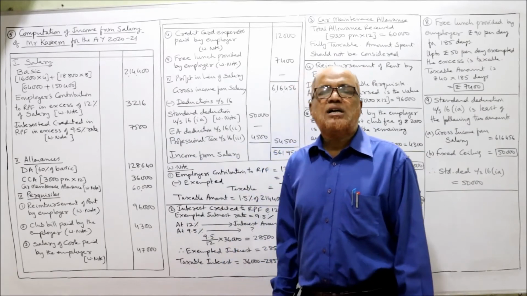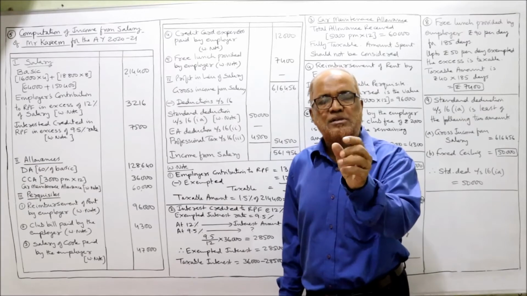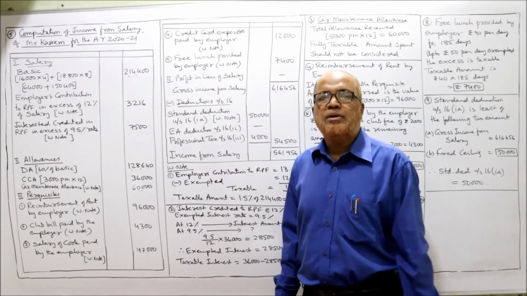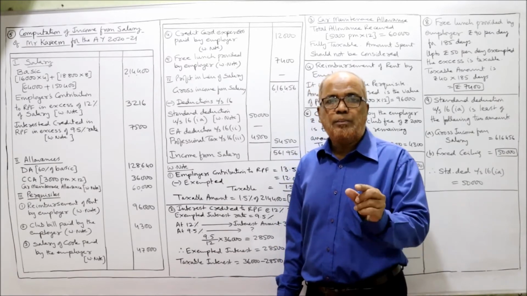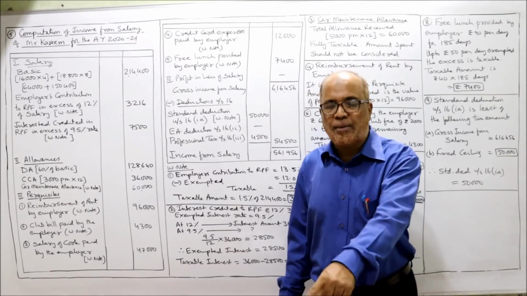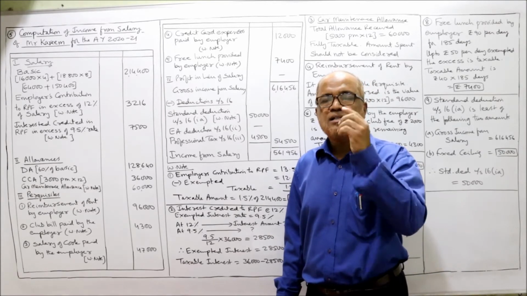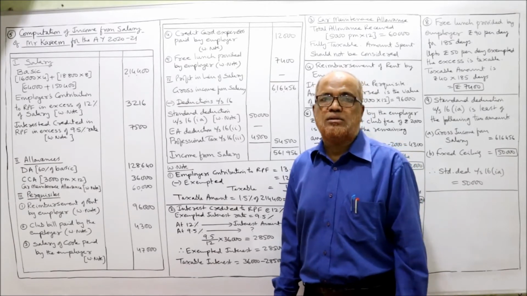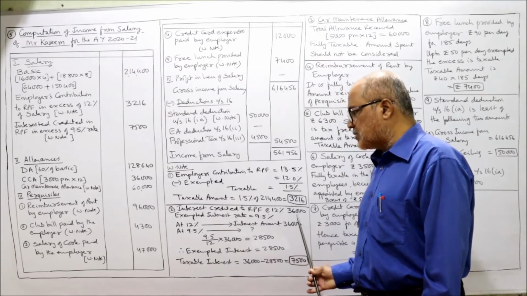Similarly, interest credited to RPF. If the rate of interest is up to 9.5%, it is exempted. Over 9.5% it is taxable. In our problem it is given interest credited at 12%. At 12%, so up to 9.5% exempted. At 12%, how much is the amount of interest given? 36,000. In the problem it is given interest credited in RPF at the rate of 12%, amount is 36,000. So we have to calculate like this. Interest credited to RPF at 12%, 36,000.